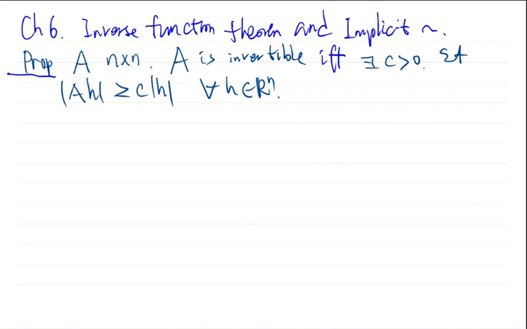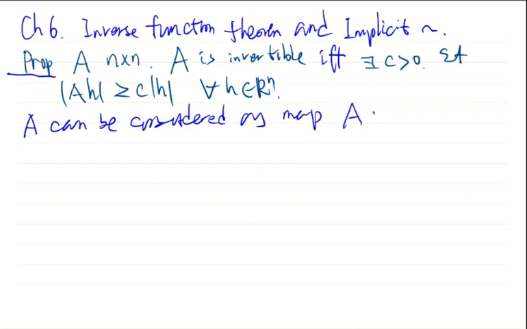Okay. Now, because A is a matrix, it can be considered as a linear map. A can be considered as a map, still denoted by A, from Rn to Rn.